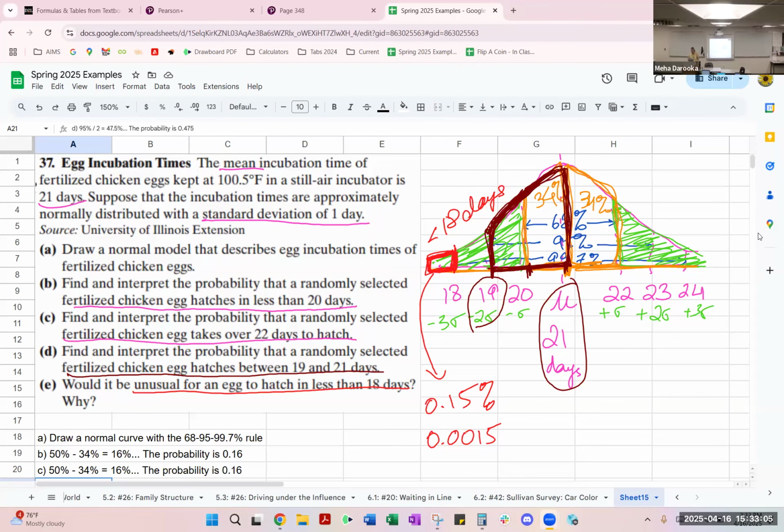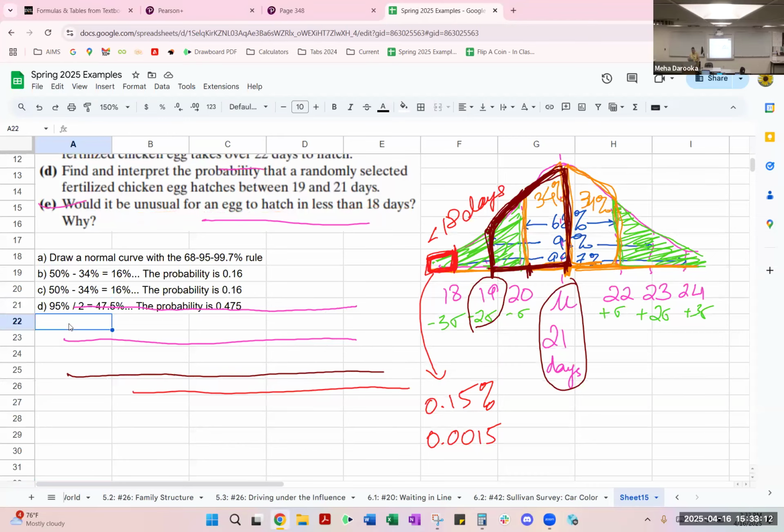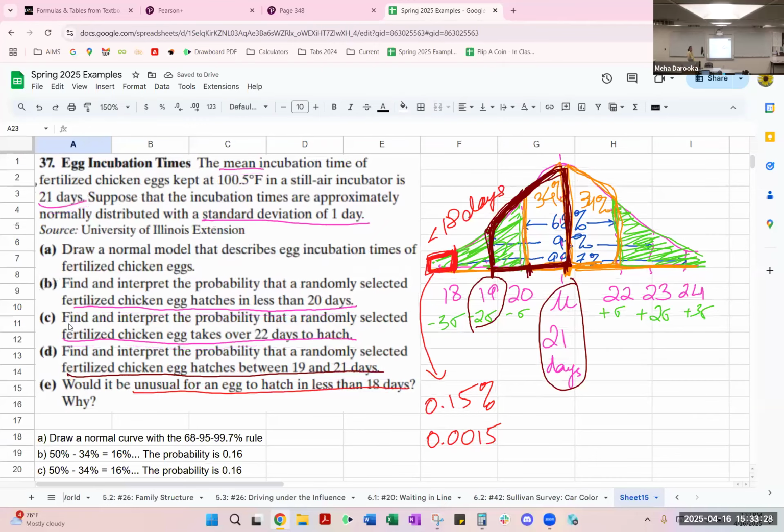Right. And then for part E. Did any of you have any questions on this exam? How to break down the math? All good?